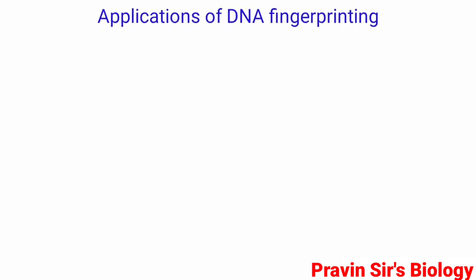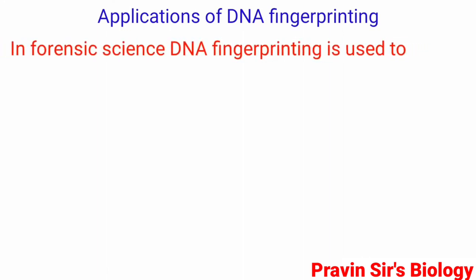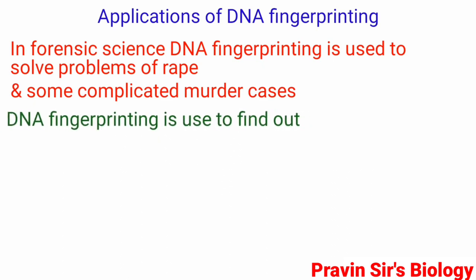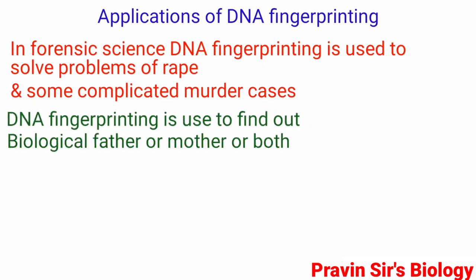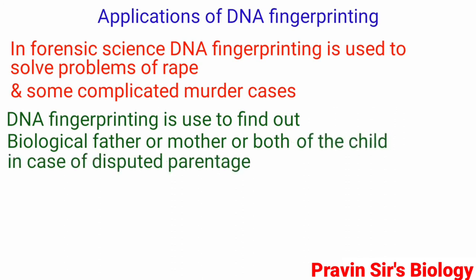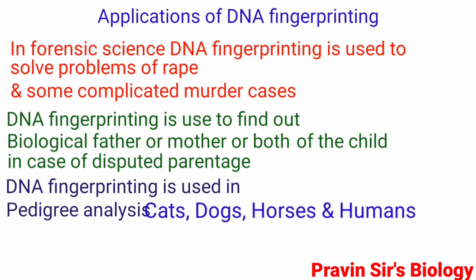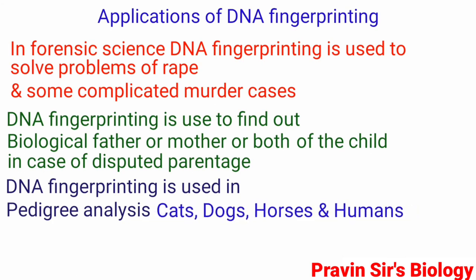Applications of DNA fingerprinting. In forensic science, DNA fingerprinting is used to solve problems of rape and some complicated murder cases. DNA fingerprinting is used to find out the biological father or mother or both of the child in case of disputed parentage. DNA fingerprinting is used in pedigree analysis in cats, dogs, horses, and humans.